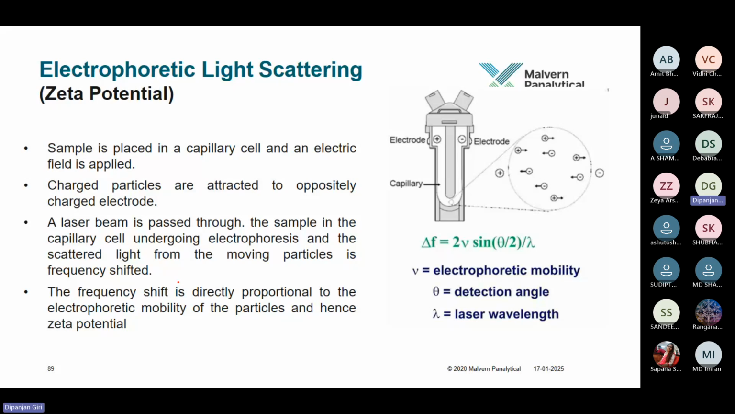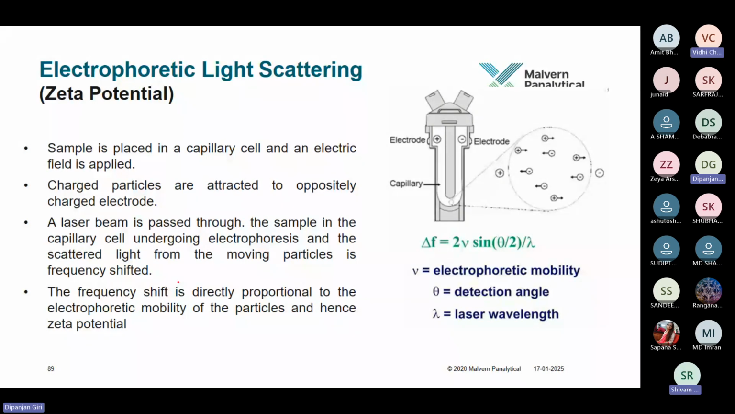This is a very quick procedure of how to do electrophoretic light scattering, measuring the zeta potential. The sample is placed in a capillary, that is a folded capillary, and an electric field is applied. The charged particles are attracted to the opposite charge electrode, like here you can see, and the laser beam is passed through the sample in the capillary cell, which is undergoing electrophoresis.